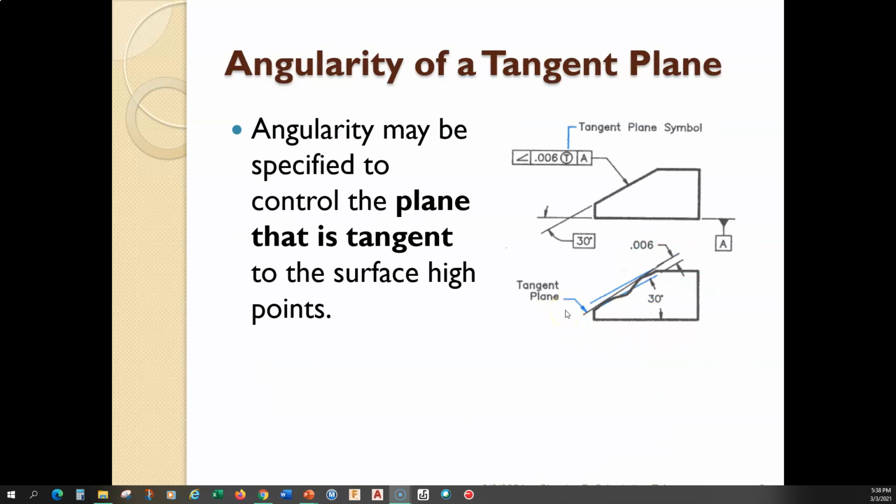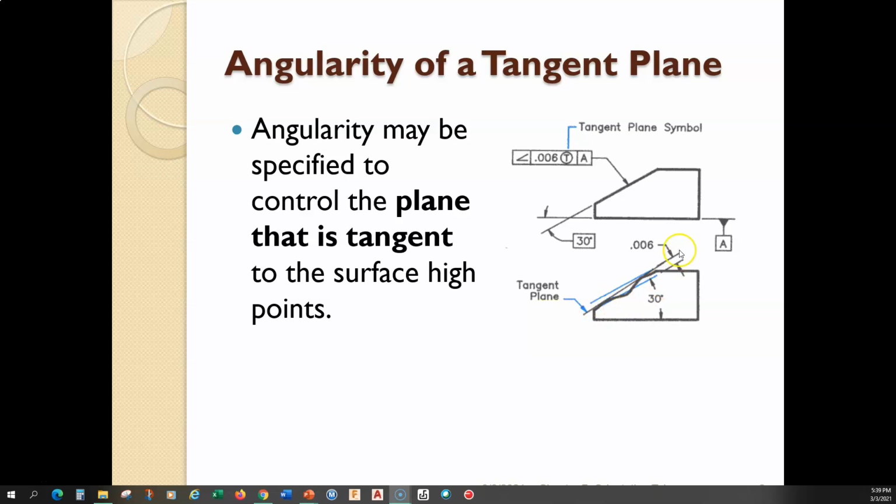All right, now, if we add a tangent plane, which looks like this, the tangent plane symbol is just the circle T. So it goes in the same spot that the circle M for MMC or circle L for least material or maximum material condition would go. It goes right there, circle T. And what that means is that the tangent plane must lie within the tolerance zone.